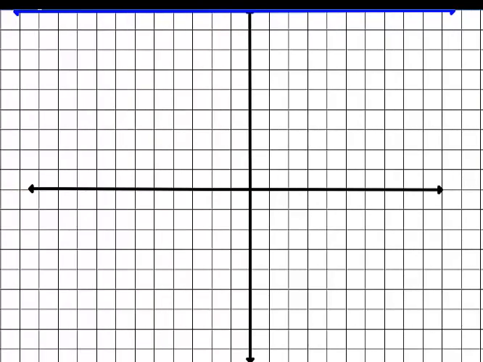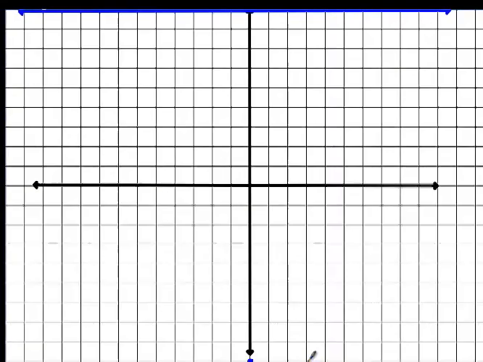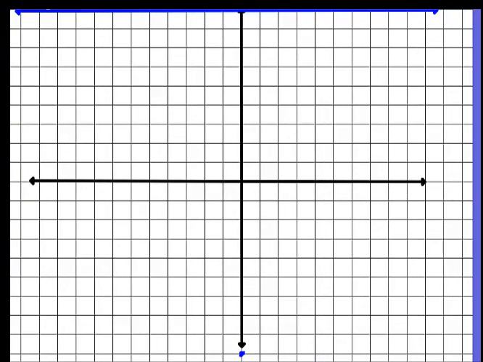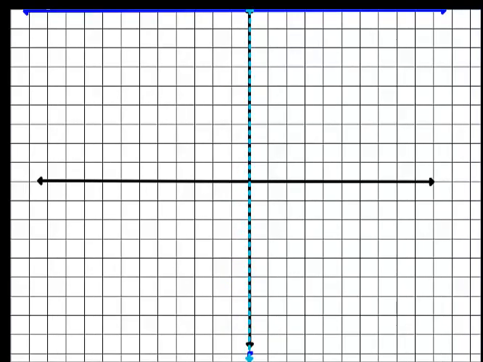Alright, where's the focus? Zero, negative 9, right? Everybody good? What was the axis of symmetry? X equals 0. So there you go. And I'm going to label everything as I go. So this is the directrix. Axis of symmetry. And focus.